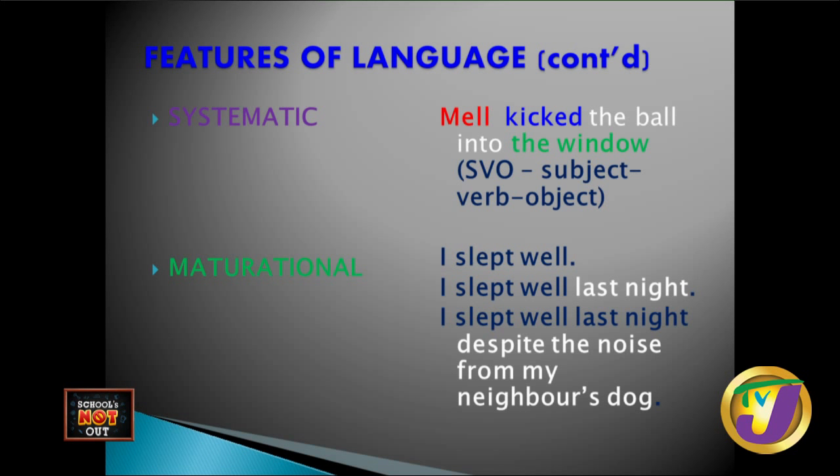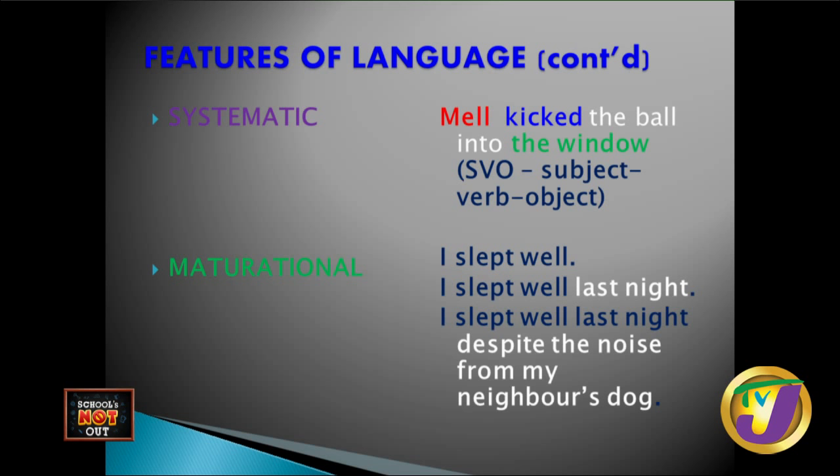So another feature of language is that it is systematic. What do I mean by language is systematic? It means that language is rule-governed. And in order for anybody to be fluent in a particular language, you must first learn the rules. That is why when you go to Spanish or French class, for argument's sake, the first things that you learn are the vocabulary, followed by the rules, in order for you to be competent in the language.